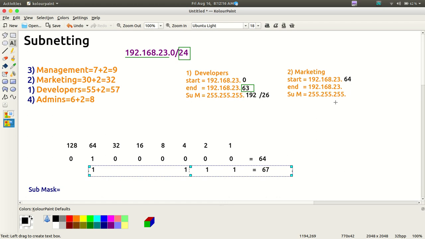So this time, here I am getting 64 plus 4, 68, plus 2, 70, and 1, 71. So I am getting a total of 71, 64 to 71. These are 8 IP addresses. If you count 64, 65, 66, 67, 68, 69, 70, 71, you are getting a total of 8 IP addresses, where we need 32 IP addresses.